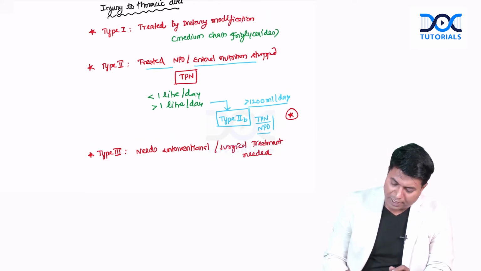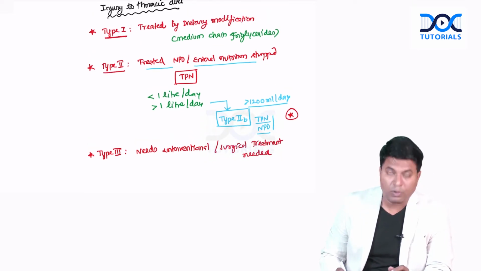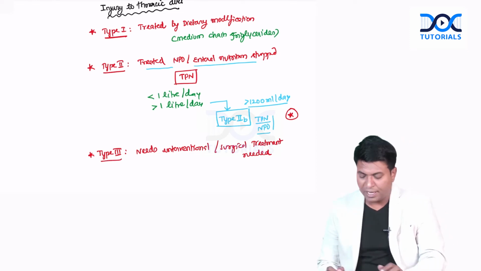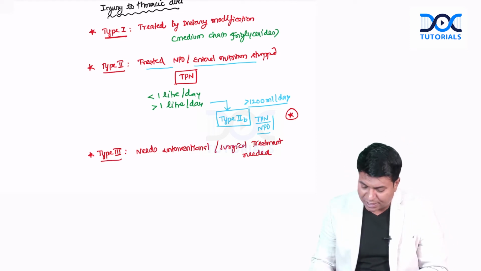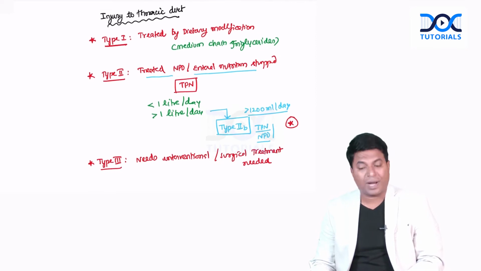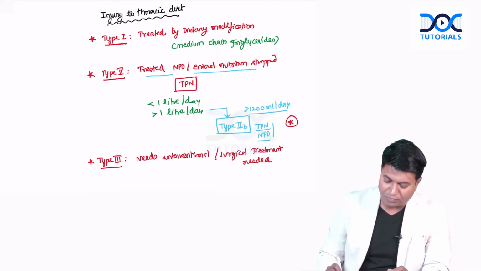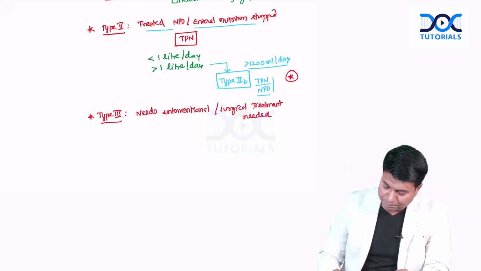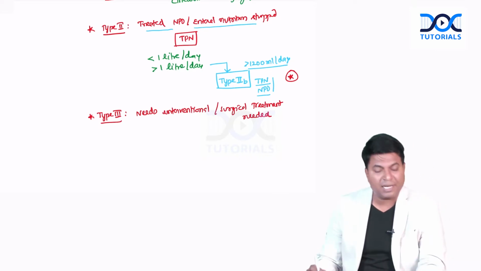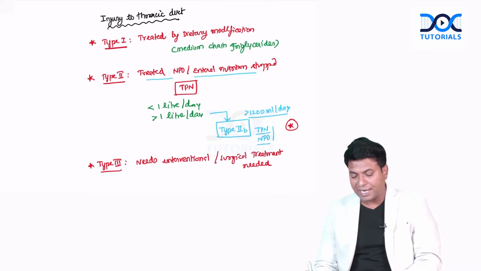So type 1 is treated by dietary modification, type 2 by nil per oral and enteral nutrition, and type 3 needs interventional and surgical treatment. These are the types of thoracic duct injuries. Treated by dietary modification is type 1. Treated by nil per oral and enteral nutrition is type 2. Type 3 needs interventional or surgical treatment. So these are the 3 types of chyle leak.